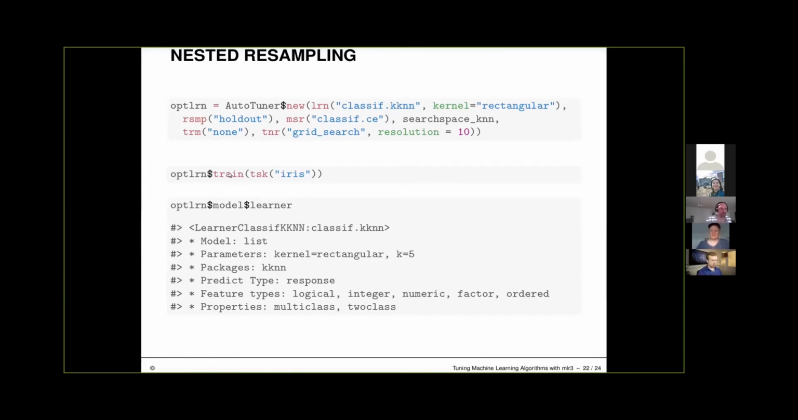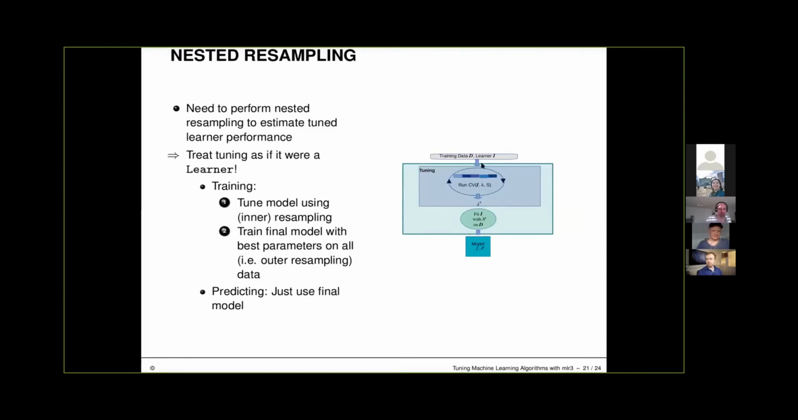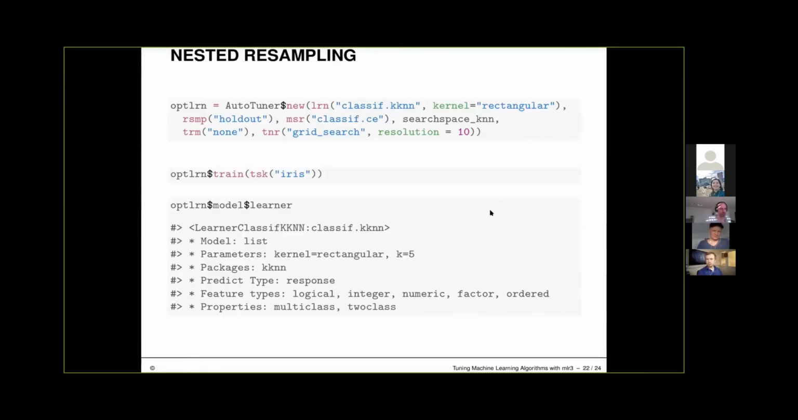For example, you can train it. If you train this, this will run this very complex process. It will run the tuning first, compute the optimal configuration, and then fit the model on the task with the optimal configuration. And this is what I'm doing here. You can even see the optimal settings that were computed by this, if you access this here.